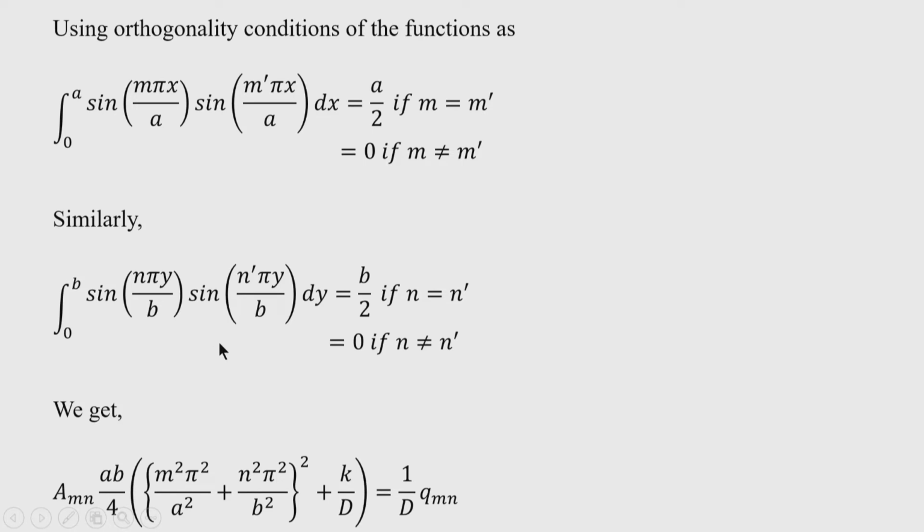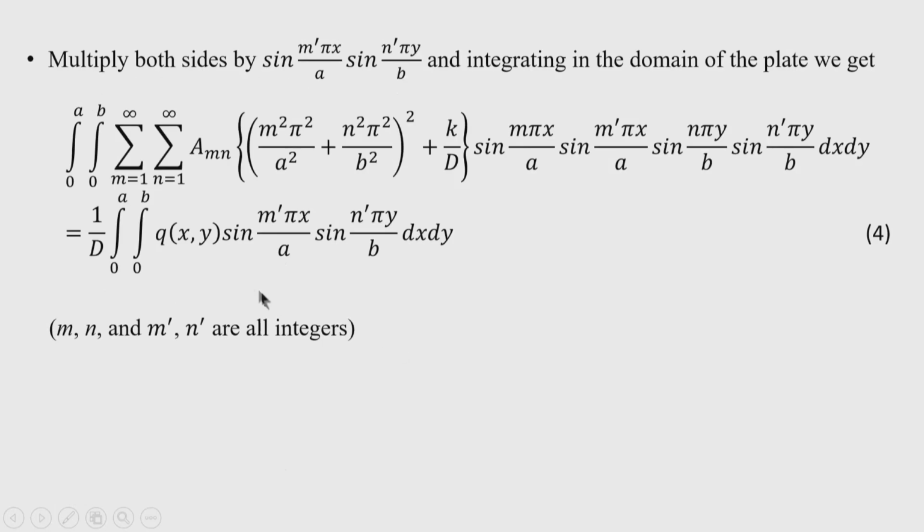So, after integration we get this ab by 4. Why is ab by 4 there? Because this integration gives you a by 2 when m is equal to m dash, and this integration with respect to y gives you b by 2. So, naturally it will be ab by 4 and other terms remain as they are, and on the right hand side I have written 1 by D Q mn, where Q mn is the loading function. Okay. Q mn is this function.